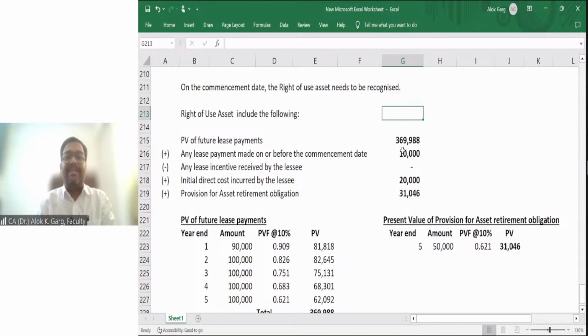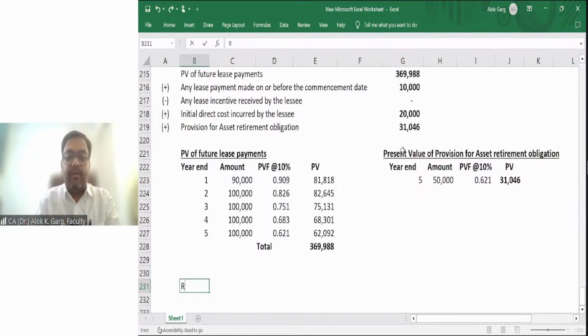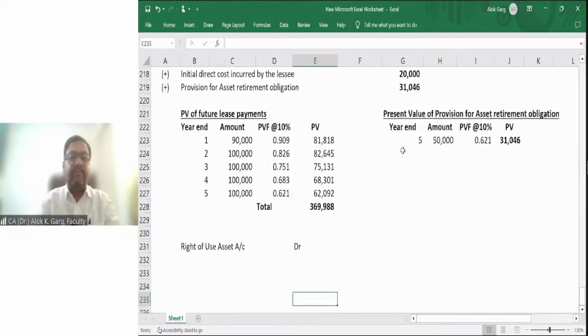Now the point is, what is my right of use asset? My right of use asset is equal to the total of these items. 431,034 is my right of use asset. Now the point is, sir, what is the accounting entry? We understood this. What is the accounting entry? Right of use asset account debit.